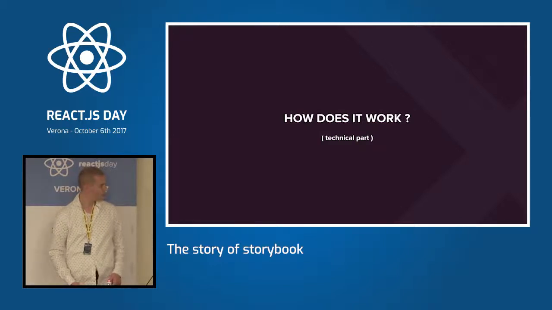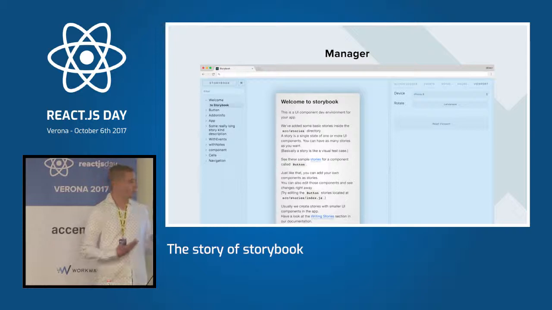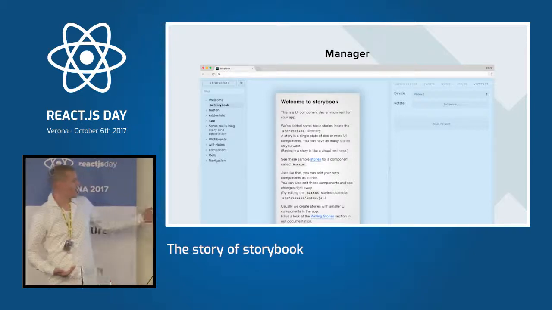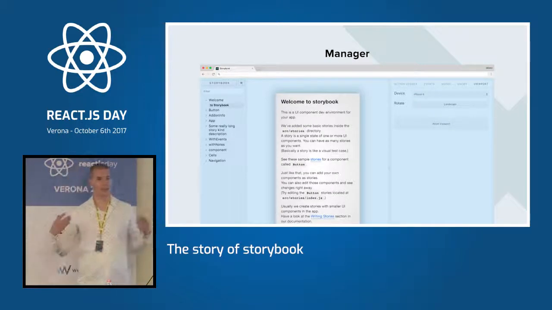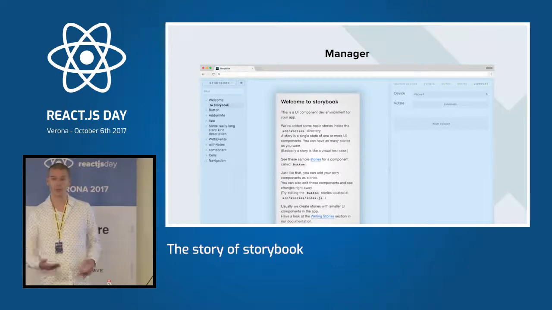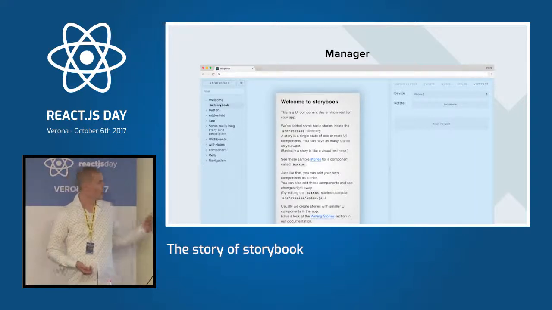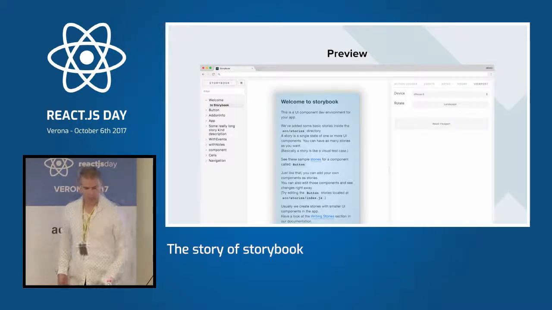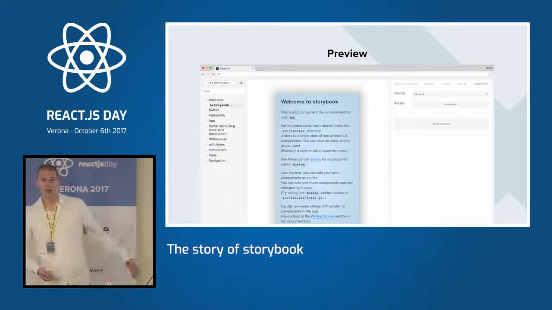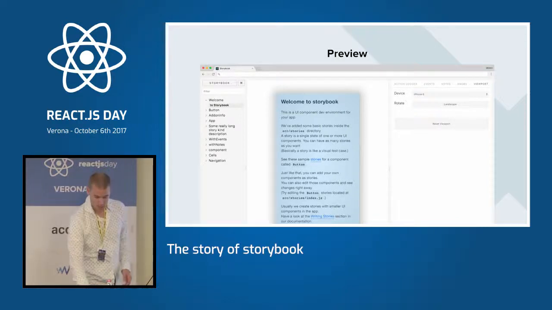So how does that work? Technically, we've got something that's called the manager, highlighted in blue. That's basically what's in control of the web page. It's in control of the URL, it's in control of what story you're watching, and it's in control of which add-on you're watching. And another part is the preview. So this preview is in control of the actual rendering of the component. So those two things are separate.